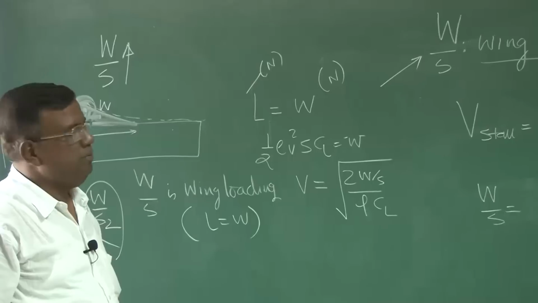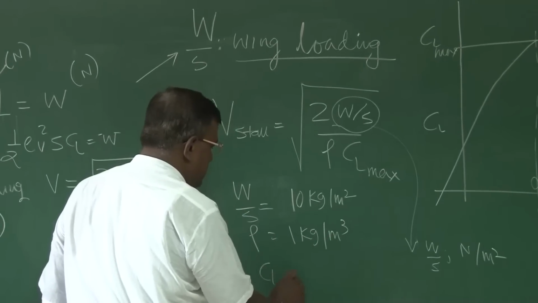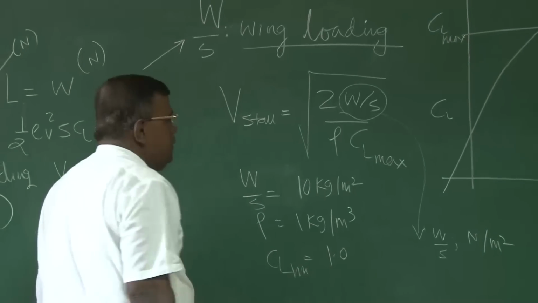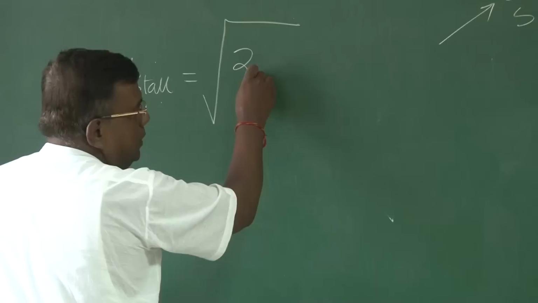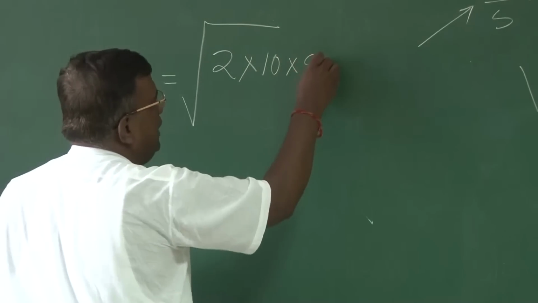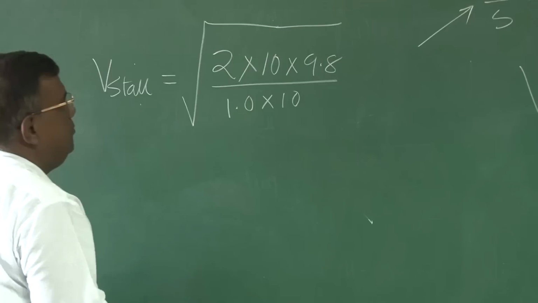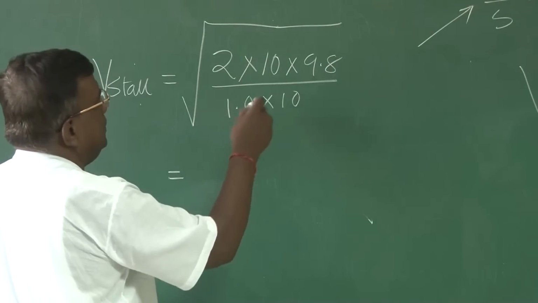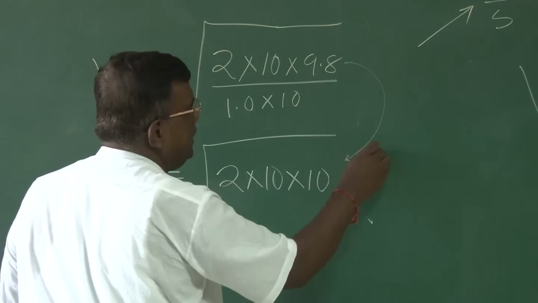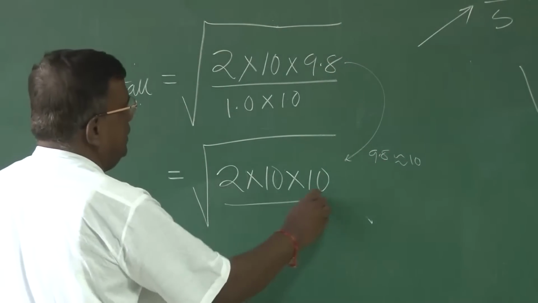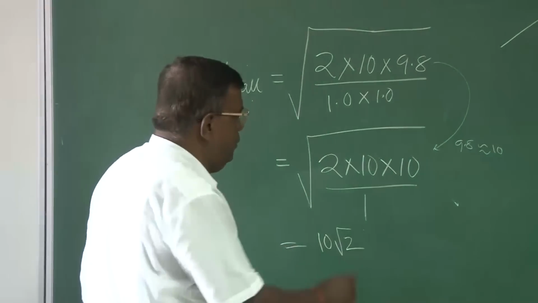But I am writing W by S as 10 kg per meter square, and if rho I take it as 1 kg per meter cube, and let's say CL max, I am taking again 1.0. Just to make life simpler, what will be the Vstall? Vstall will be under root 2 into W by S, that is 10. This is kg per meter square, so I have to multiply by 9.8 to convert to Newton, and rho is 1, and CL also I have taken 1. So this will be, let's say roughly, 2 into 10 into 10. I am approximating 9.8 equal to 10, just for calculation purposes, divided by 1. So this will be 10 root 2, and root 2 is 1.414.